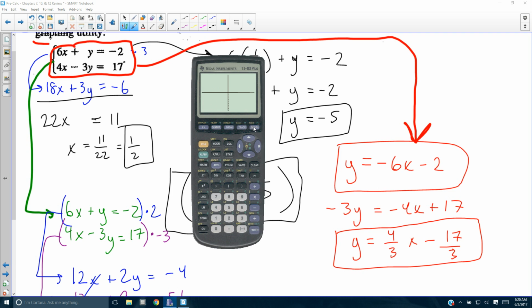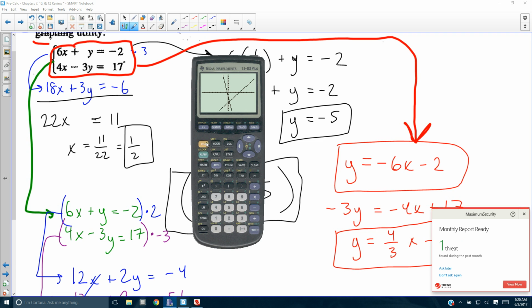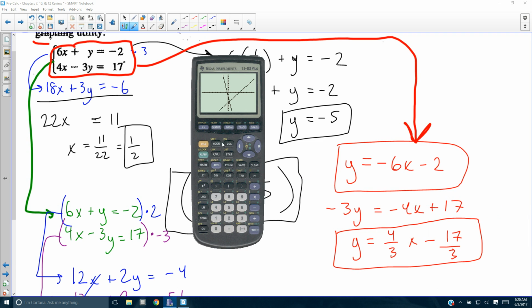I'm going to go ahead and check it out with a standard window and see if they find the point of intersection for me. There it is right there. Let's actually find that using the calc button above trace. This is going to be second calc. Let's find the point of intersection there. Option 5. First curve is going to be this one. Second curve is going to be the other one. And guess, just make sure you're around that point there, not another one.